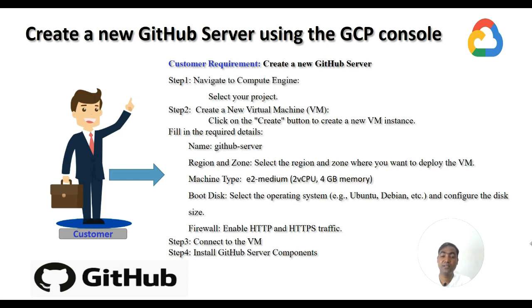Machine type you can select based on your project requirement and budget, and select your boot disk, like the operating system such as Ubuntu, Debian, Linux and more. Configure the disk size based on your project requirement and create a firewall rule to enable HTTPS traffic, and you can create a customized firewall rule also based on your requirement. Then connect to your VM and install all the GitHub Server components. I'll show you in the lab all the steps so that you can easily understand it.